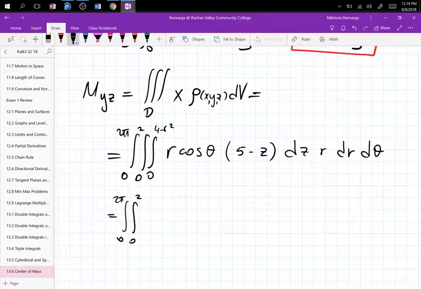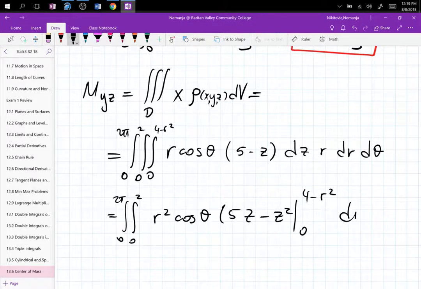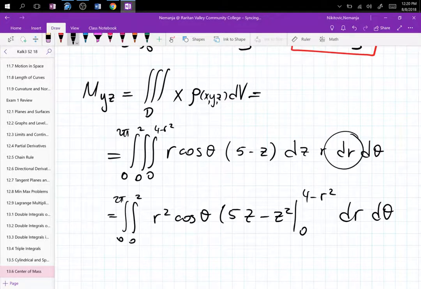We have r squared cosine theta, 5z minus z squared from 0 to 4 minus r squared, dr d theta. I took this r and immediately multiplied it out there because this r can go in and out. It's a constant. It can go anywhere. It can't pass this dr, but it can go in front or behind dz. It doesn't matter. So I immediately hopped and created the r squared in front.